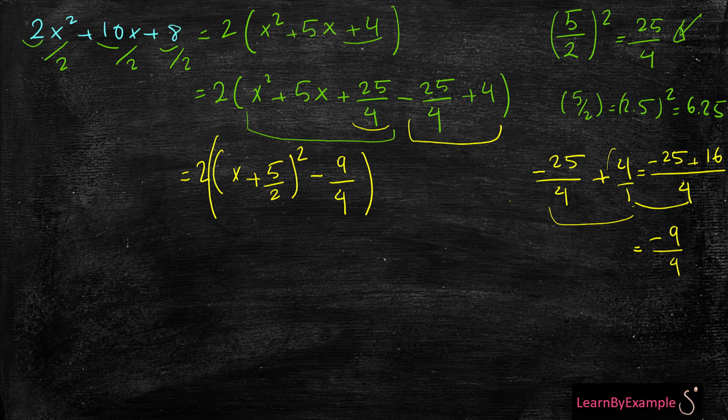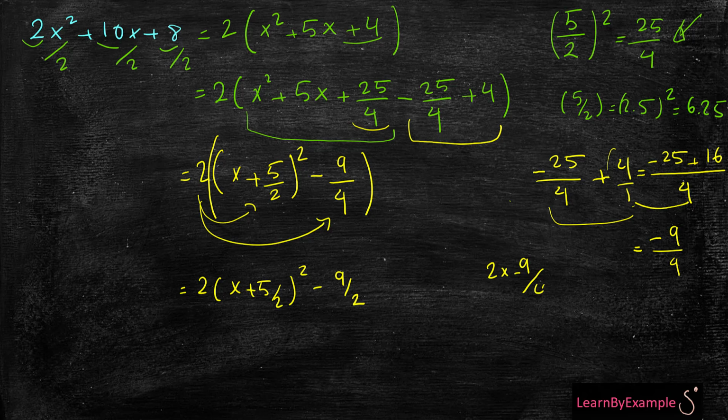Now what I need to do is to actually expand the 2 into this bracket. So I will have 2 times x plus 5 over 2 to the power of 2 minus 9 over 2. Why? Because 2 times minus 9 over 4, the 2 is going to divide by 2, which is 1, and 4 divided by 2 is 2, so I will have minus 9 over 2, which I'm going to write here.